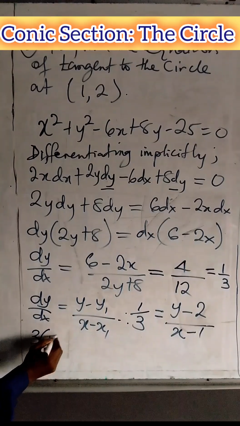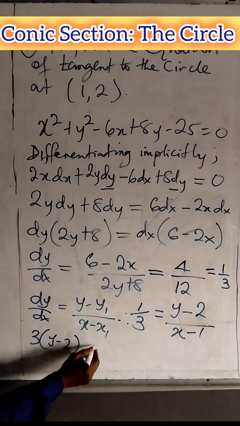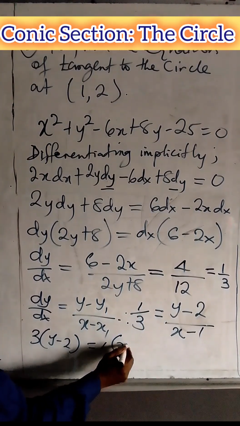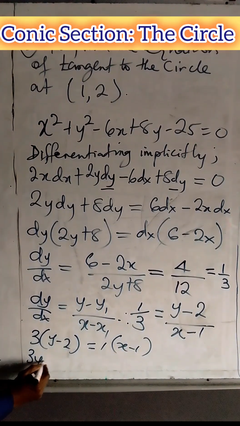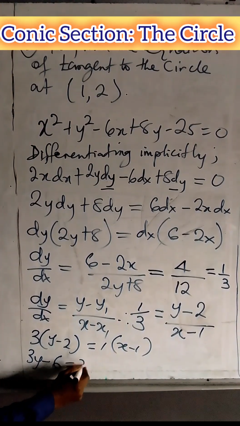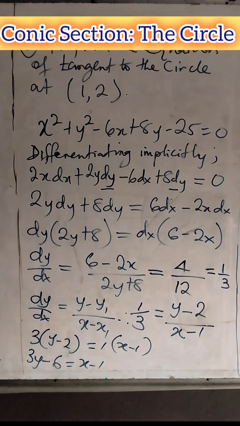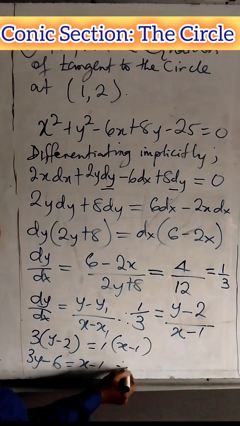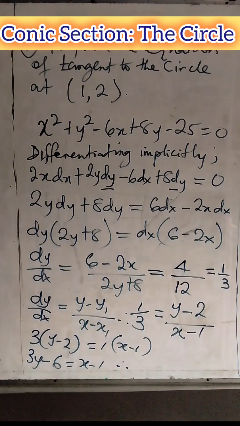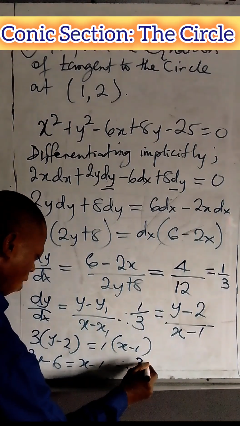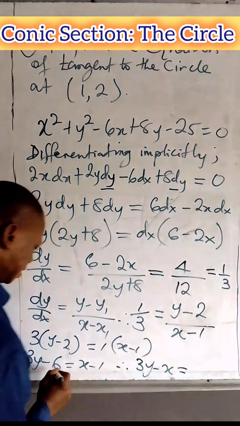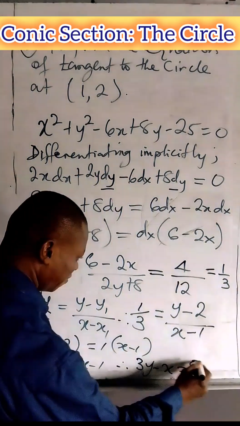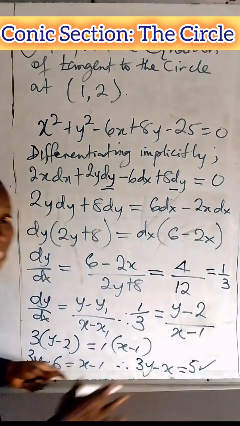3 into y minus 2 equals 1 into x minus 1. Open up the bracket, we have 3y minus 6 equals x minus 1. Collecting like terms, making it neat. Therefore, the tangent of that line will become 3y minus x equals 6 minus 1. That becomes 5. So this is the correct tangent of that line.